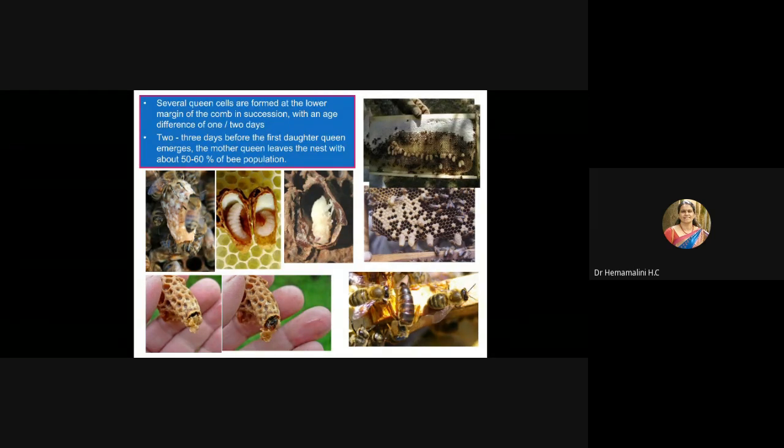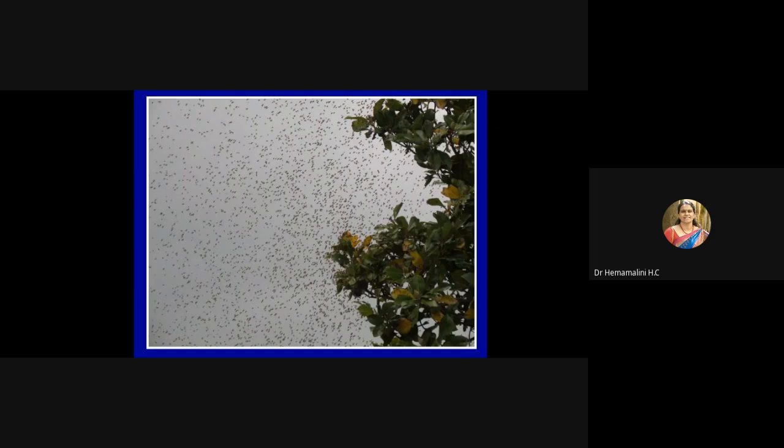2 to 3 days before the first daughter queen emerges, the mother queen leaves the nest with about 50 to 60% of the bee population. So the earlier mother queen leaves the colony with around 50% of the worker bee population. And after one bee emerges, it kills the remaining queens and takes charge of that colony. This is the natural process happening in the wild. See, this is what we see during the swarming.